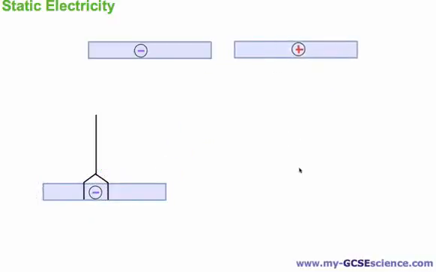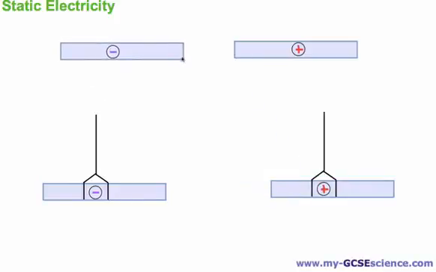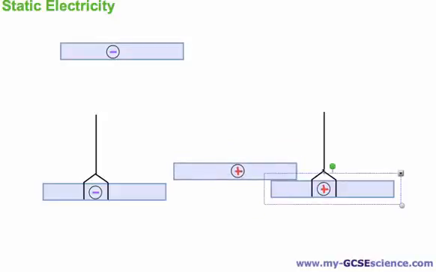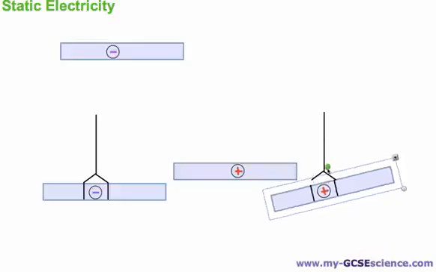Okay, so another scenario could be that you have your positive rod, and if you brought your other negative, again you'd get attraction. But if you brought the 2 positives together, then we would get what we call repulsion, or the 2 rods would repel, so that would actually move in the other direction.